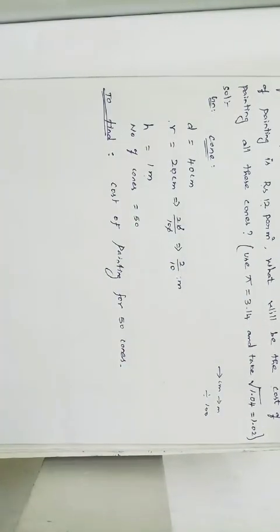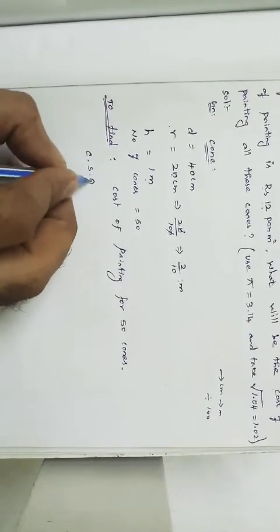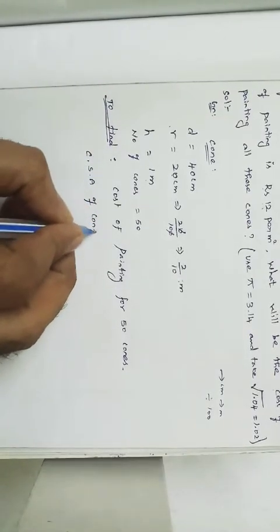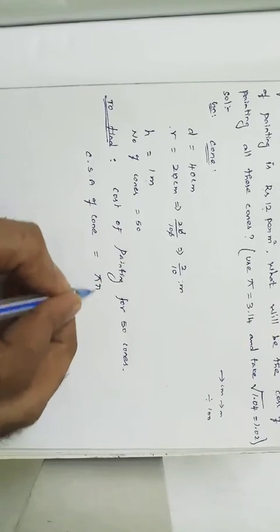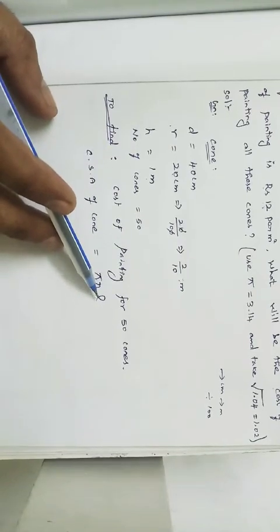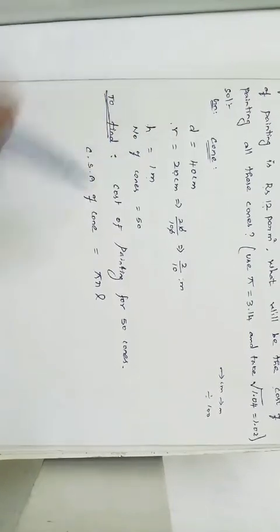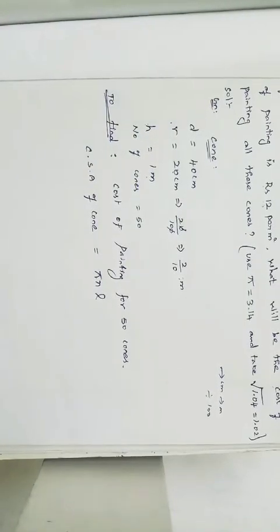So first we want to find the CSA of cone. Curved surface area of cone is equal to pi r l, right? For that we have the radius, but we don't know the slant height of the cone. How are we going to find the slant height? We already have the height and radius, so with the help of height and radius I am going to find the slant height of the cone.